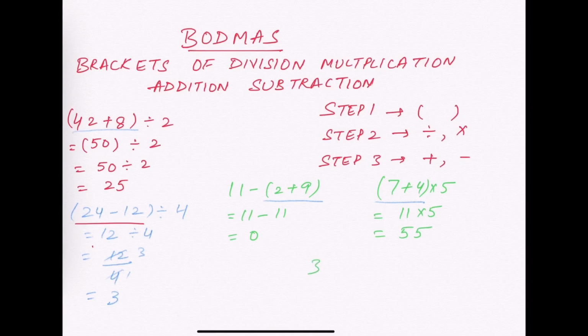Now the last one. 30 take away 15 plus 9. So there is no sign in front of 30, which means there is a positive sign. If there is no sign, we need to consider it as positive. 30 and 9 both positive, which is 39 take away 15, which equals 24.